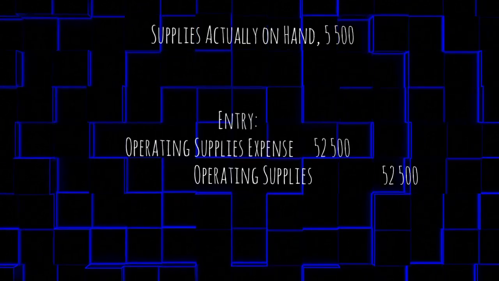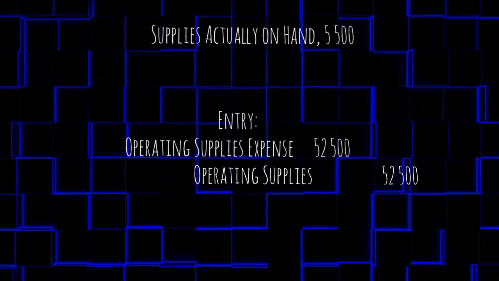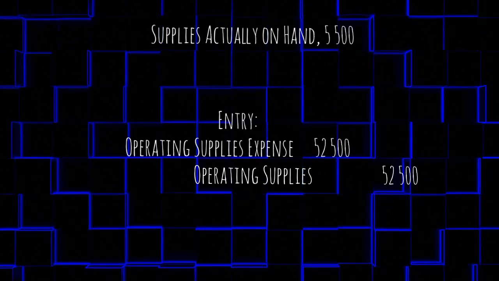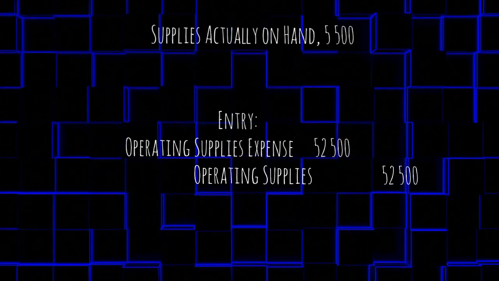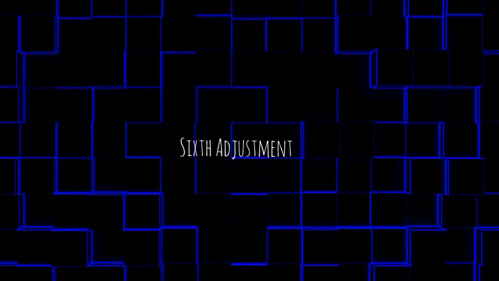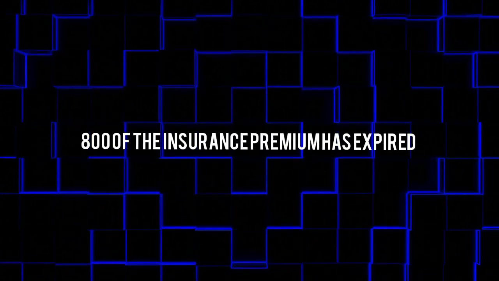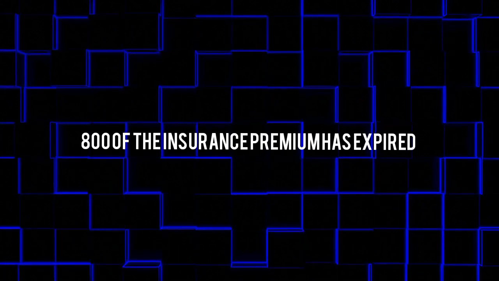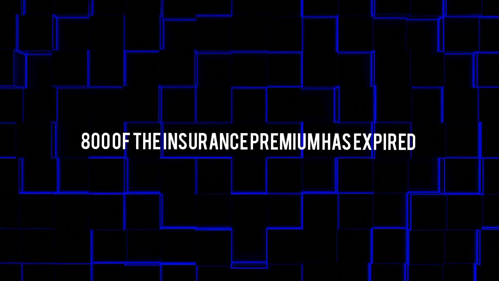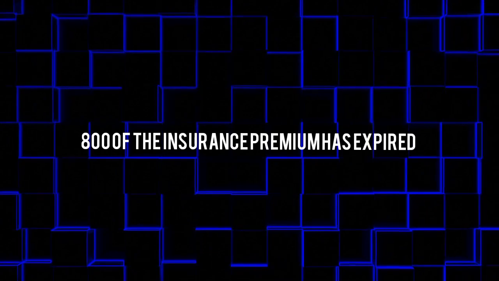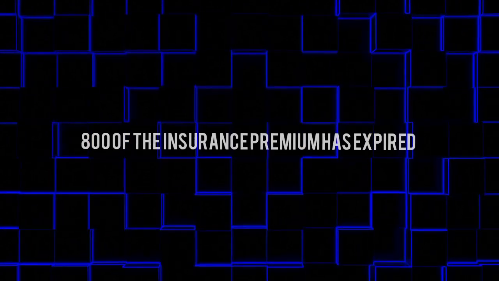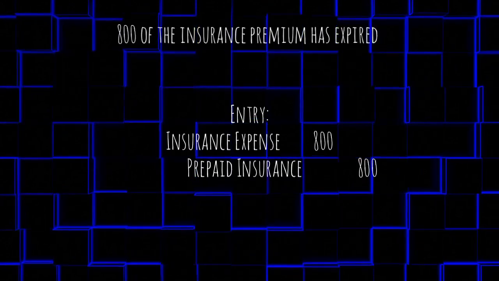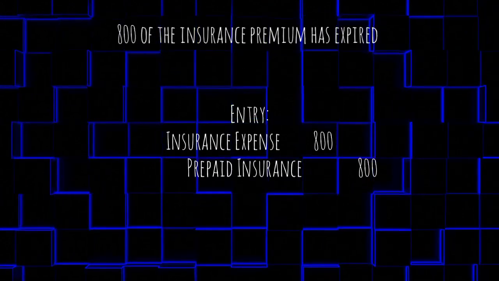The entry for this is debit operating supplies expense of 52,500 since it is already an expense, and credit operating supplies 52,500. The sixth adjustment is about the 800 of the insurance premium has expired, so the prepaid insurance is now less 800. In order to recognize this expense, we will credit 800 pesos to the prepaid insurance. Our entry will be debit insurance expense, and credit prepaid insurance.